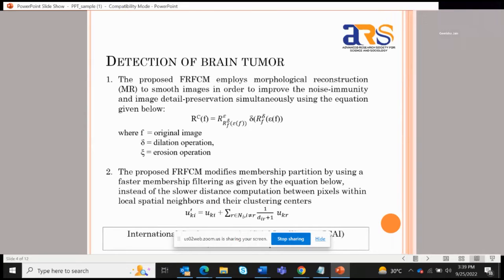Now, morphological dilation and erosion are two operations used extensively in this proposed methodology. As you can see in the equation, the erosion and dilation parameters contribute in constructing the modified image. Next, as part of the second step, the membership partition is modified by replacing it with local membership filtering, making it dependent only on the spatial neighbors. In comparison with the existing algorithms, the proposed model is simpler and significantly faster because, unlike the existing FCM algorithms, it is unnecessary to compute the distance between the pixels with the clustering centers and local spatial neighbors. Hence, using this methodology, the presence of a tumor can be determined in a more efficient and precise way.